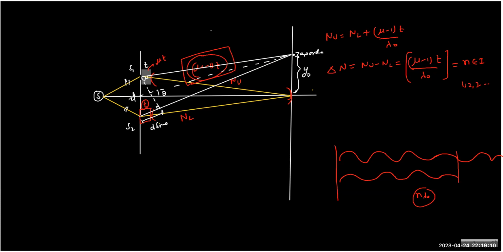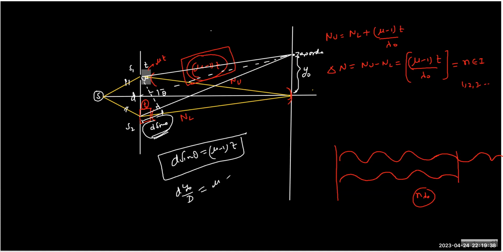So no need to think about the left side. On the right hand side, the lower path is geometrically bigger. By what value? The lower path is bigger than the upper path by d sin theta. And the upper is optically bigger by (mu minus 1)t. If both are the same, then there is no difference. So we can say d y naught by capital D equals (mu minus 1)t, right? Because we can convert sin into tan theta, and tan theta equals opposite upon base.